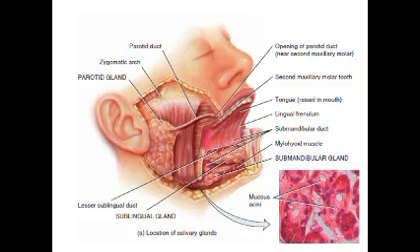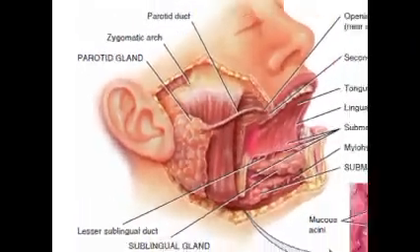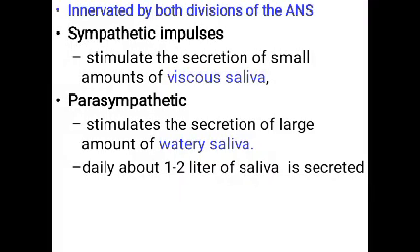The diagram looks like this. It is a structure innervated by both divisions of the ANS. Sympathetic impulses stimulate the secretion of small amounts of viscous saliva. Parasympathetic stimulation produces a large amount of watery saliva. Daily about 1 to 2 liters of saliva is secreted.